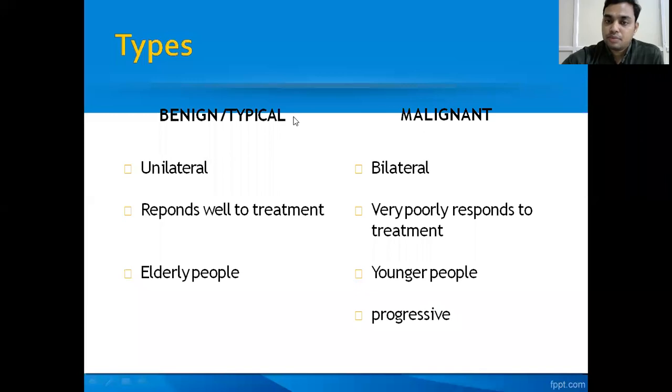Mooren's ulcer is of two types: benign type and malignant type. Benign type is a unilateral condition and responds well to treatment. It is more common in elder patients. Whereas malignant type is a bilateral condition, poorly responds to treatment, and is more common in younger people. It is a rapidly progressive disease. So two different types of Mooren's ulcers are present.